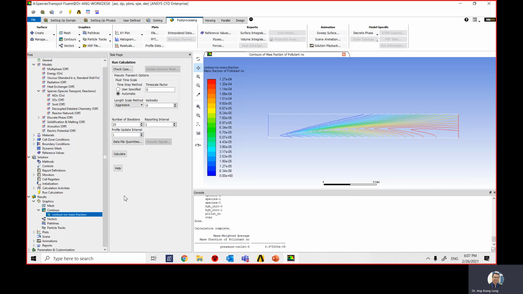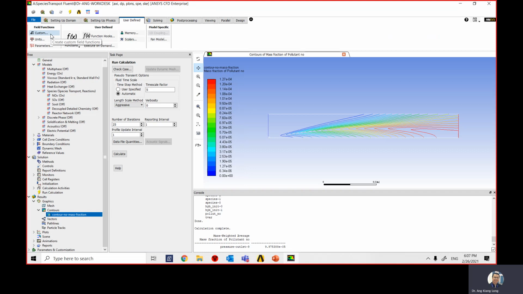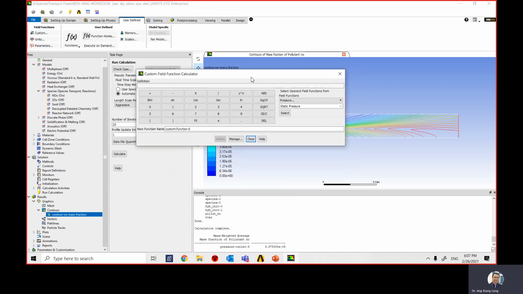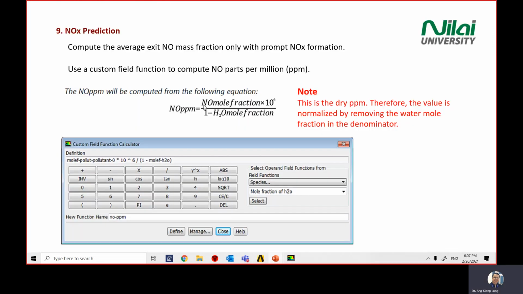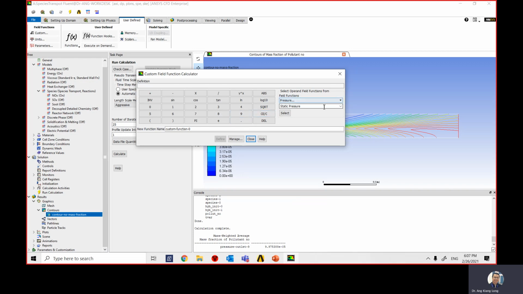So I'm going to show you how to do the manual calculation. You go to the top here. There's a ribbon called User Defined, and then there's Custom. So click Custom and the calculator will come up. The first number we want to calculate is our NO mole fraction. We ask the computer to get it for us. So you go to Species, and then look for your NO.